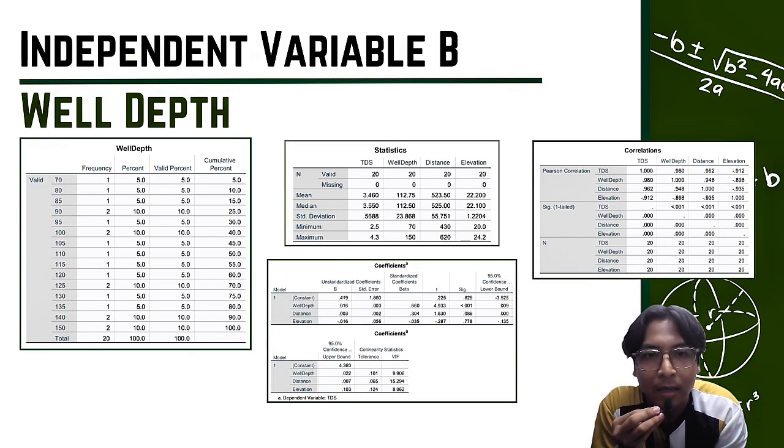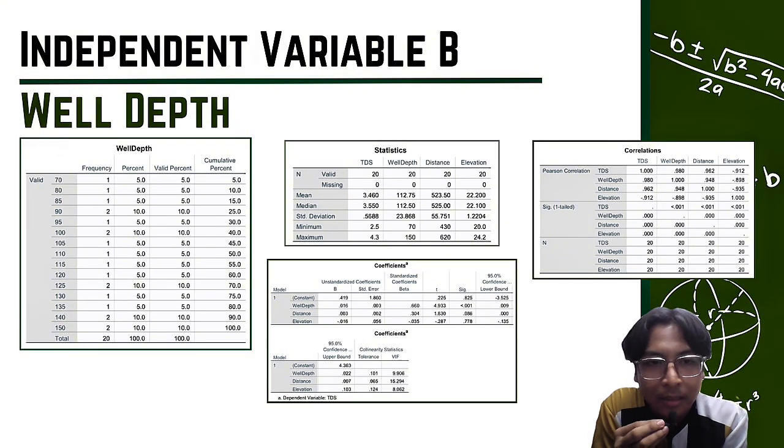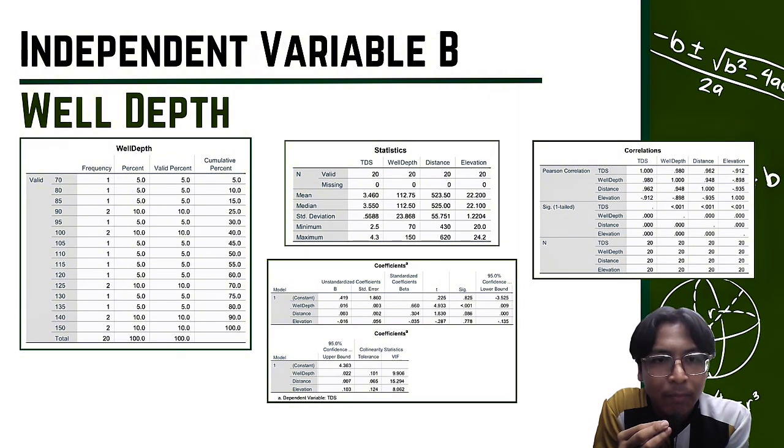I am Muhammad Arifi bin Muhammad and I am presenting independent variable B, well depth, measured in meters. In our hydrogeological assessment, well depth is a critical vertical parameter. It acts as a direct proxy for groundwater residence time, meaning deeper wells tap into older water that has had prolonged exposure to rock strata, driving up mineral dissolution. Across our 20 monitoring wells, depth ranges from 70 to 150 meters, averaging 112.75 meters. Analyzed completely on its own, well depth is an incredibly powerful predictor.